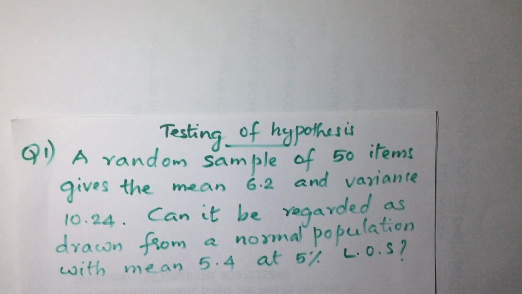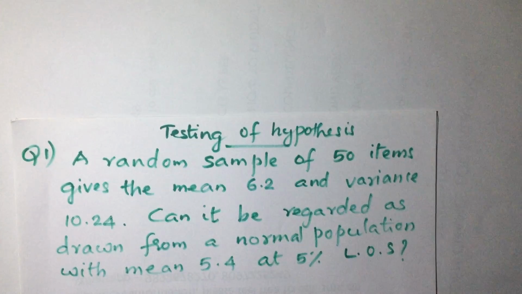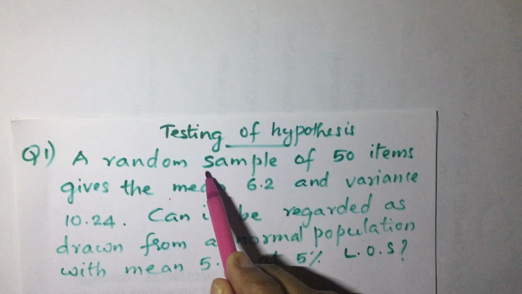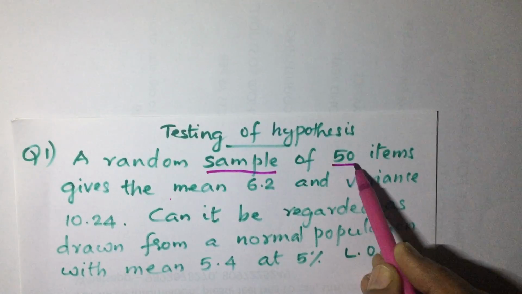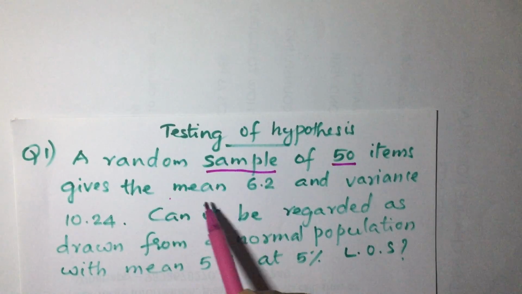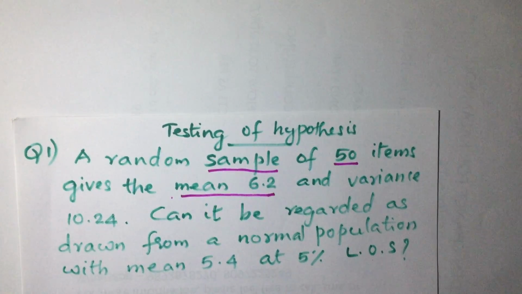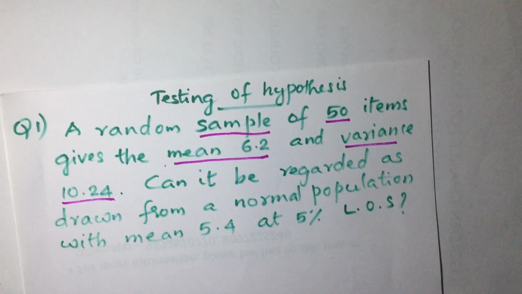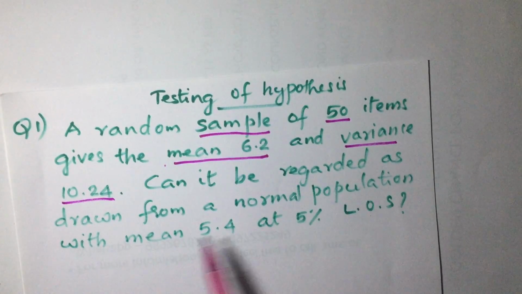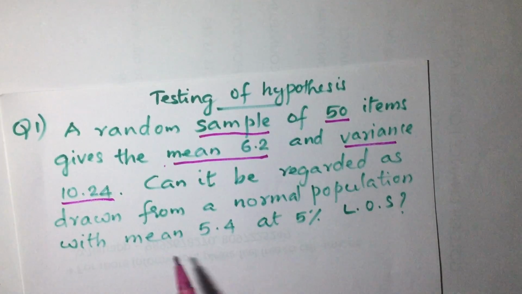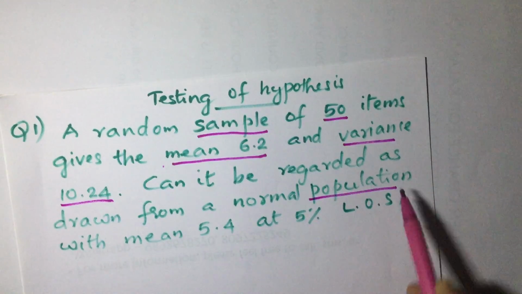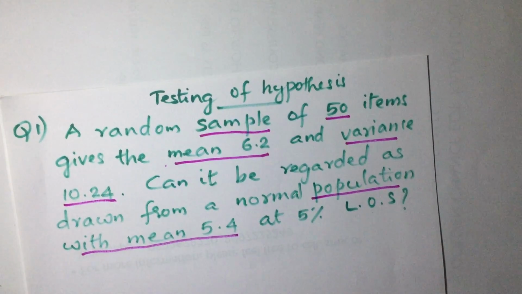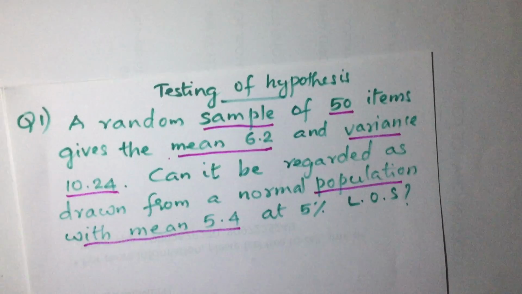We will solve some questions related to testing of hypothesis. First of all, read the question well. A random sample of 50 items gives the mean 6.2 and variance 10.24. Can it be regarded as drawn from a normal population with mean 5.4 at 5% level of significance?